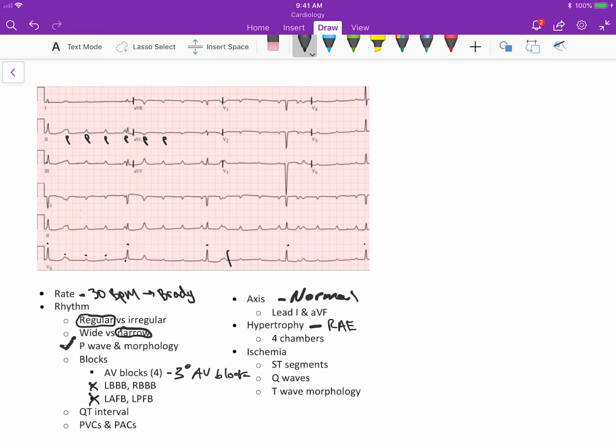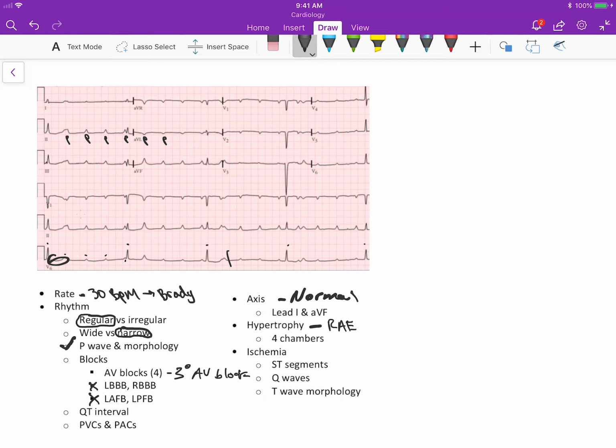And then moving on to ischemia, we'll look at the ST segments. Overall, I'm not seeing any shifts really that jump out to me. There could be some slight depression, maybe. I'm not super convinced on that. Yeah, I'll say that that's normal.